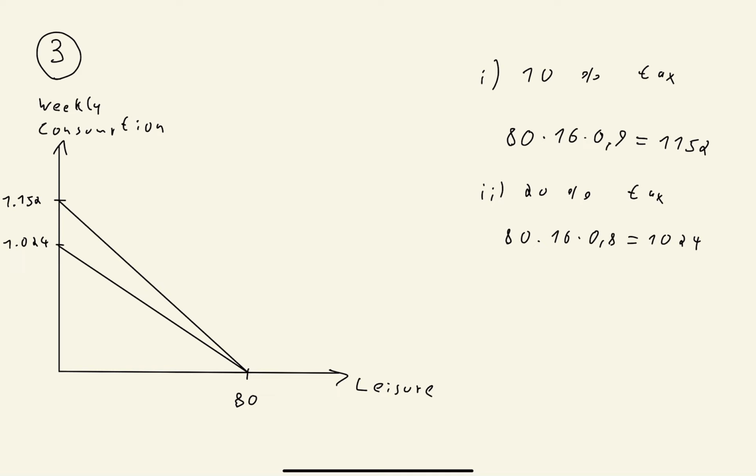That's also fine. So the first one is the budget constraint for 10%, and the second one is the budget constraint for 20%. As you can see, if we increase the tax rate, the maximum weekly consumption measured in dollars is decreasing because of the tax rate, obviously. While the leisure intercept is not changing, because if you do not work at all, you do not pay taxes, so it doesn't matter how high the tax rate is.